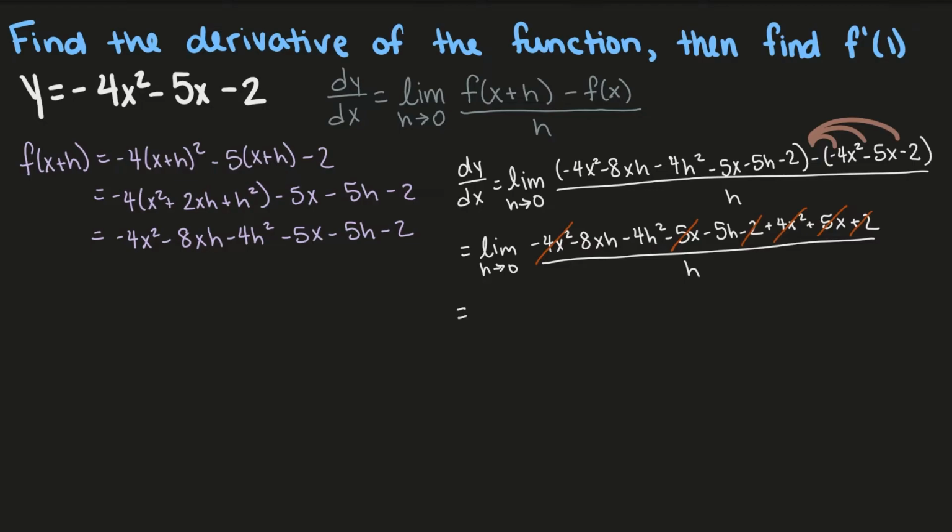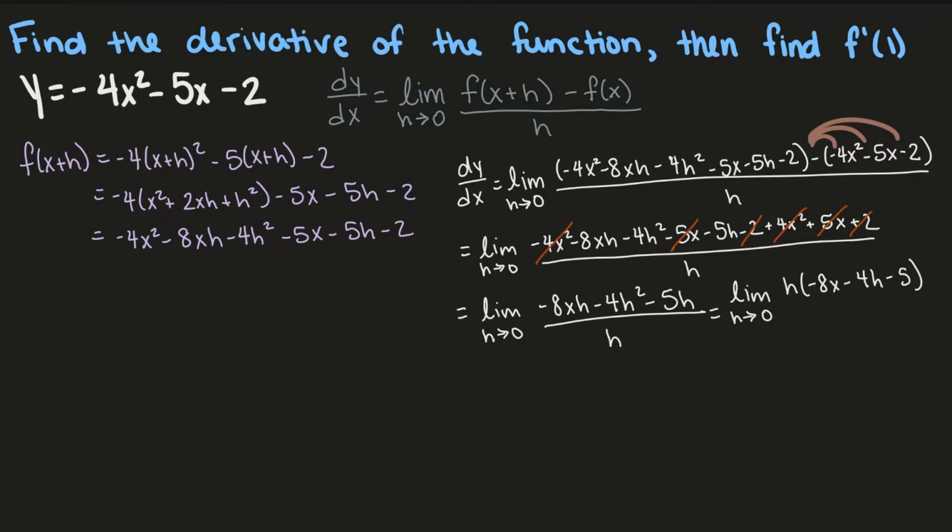This leaves us with the limit as h goes to 0 of negative 8xh minus 4h squared minus 5h all over h. Now we can factor out an h in our numerator. So this becomes the limit as h goes to 0 of h times negative 8x minus 4h minus 5 all over h. And our h's can cancel.